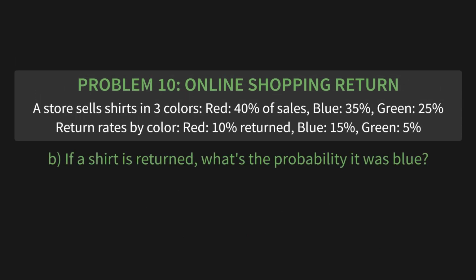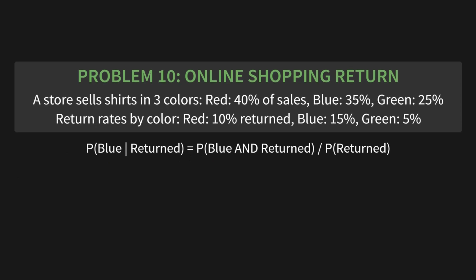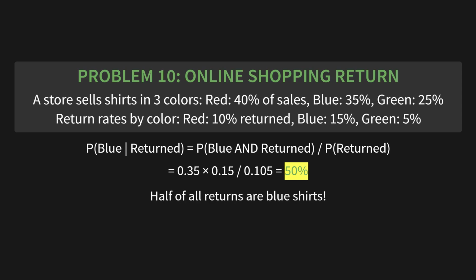Now here's a twist. If a shirt is returned, what's the probability it was blue? Time to flip our thinking with Bayes' rule. We're going from given the color, what's the return rate, to given it's returned, what's the color? Remember how blue shirts had that high 15% return rate? Well, when we look at just the returned shirts and do the math, exactly half of all returns are blue shirts. Even though blue shirts are only 35% of sales, they make up 50% of returns.